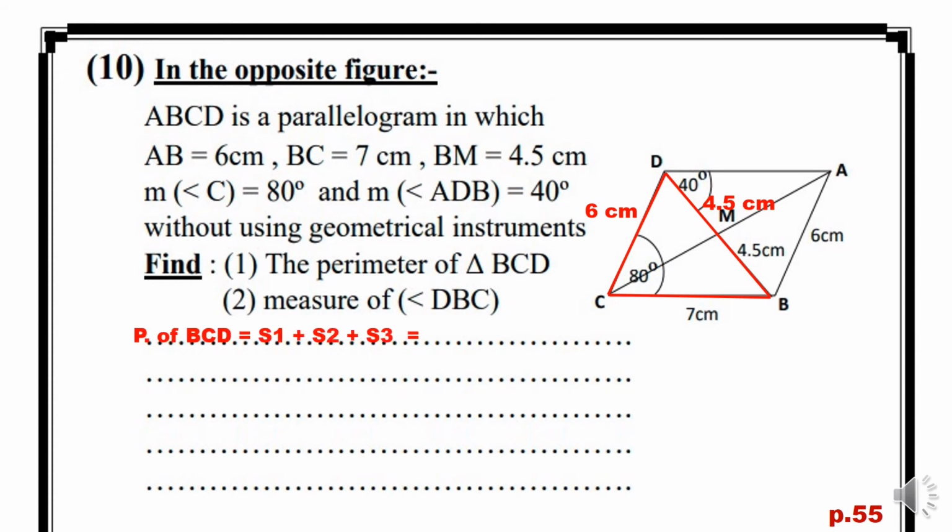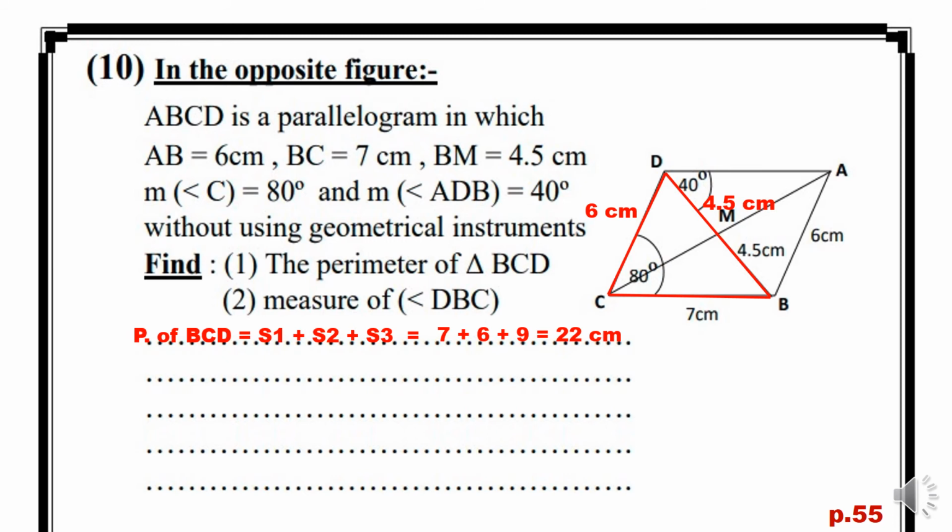So to get the perimeter of BCD, it will be side 1 plus side 2 plus side 3. Side 1, which is BC, 7 cm. Side 2, which is CD, 6 cm. Side 3, which is DB, 9 cm. 7 plus 6 plus 9 equals 22 cm.